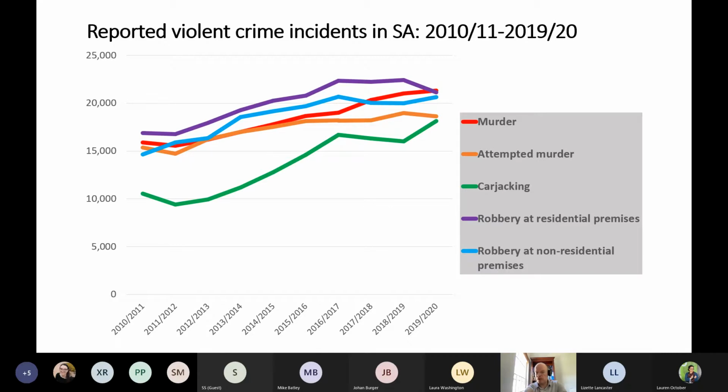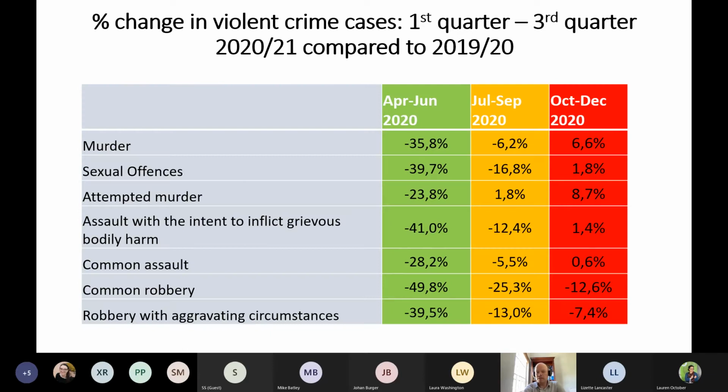These are reported crime incidences, not rates. The South African Police Service typically over the years hasn't produced rates per 100,000. But if we were to show rates per 100,000 for those crime categories, they would also be on an upward trajectory. What I want to do now is look at and discuss the three quarterly crime data series that we've received from the South African Police Service.